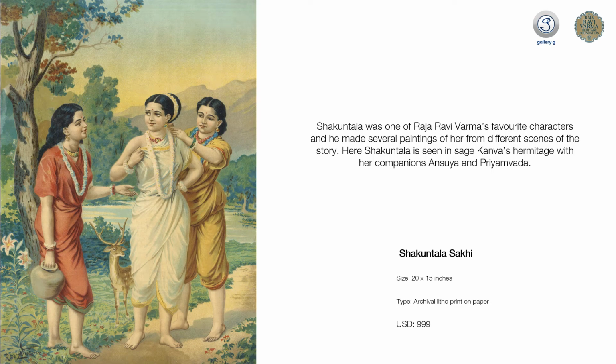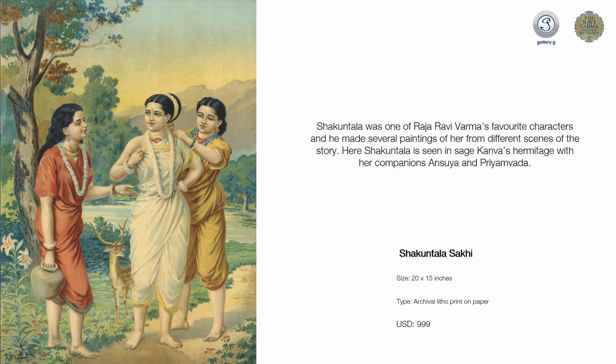Coming to another famous Raja Ravi Varma heroine, we have here Shakuntala Sakhi. So Shakuntala with her two friends Anusuya and Priyamvada. What we have here is again a very unusual representation of Shakuntala. So Shakuntala has been a part of Raja Ravi Varma paintings, lithographs, and her story has been told and retold many times. But what is unusual here is we see a young Shakuntala.